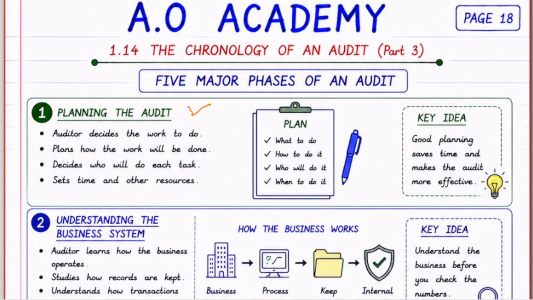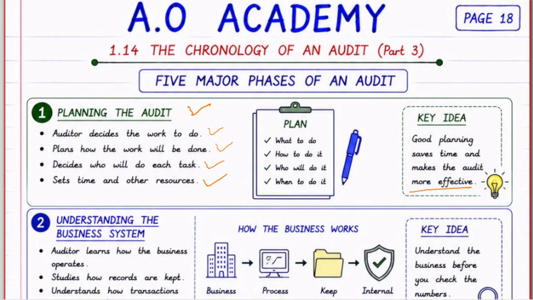Auditor decides the work to do, how the work will be done, who will do each task, time and other resources needed. Okay, everything will be done in planning the audit. All of these questions will be asked, and the answers to them will be provided in the audit plan. So what to do, how to do it, who will do it, when to do it, all of these are questions that are answered in audit what? Planning. Now the key idea is that good planning saves time and makes the audit more effective.